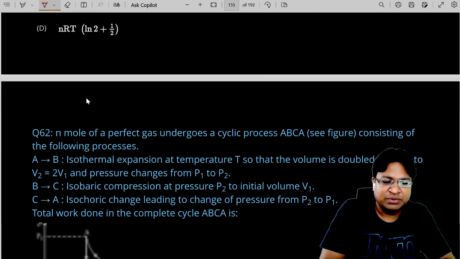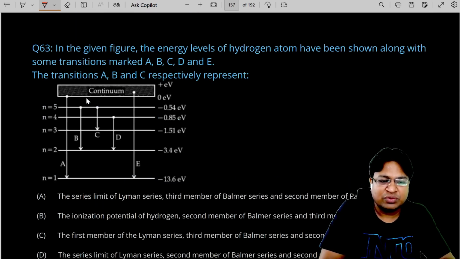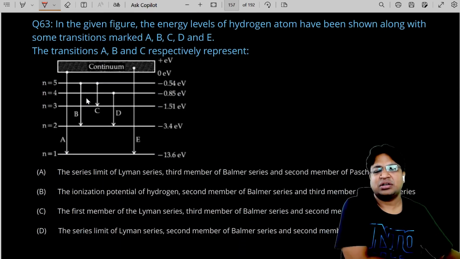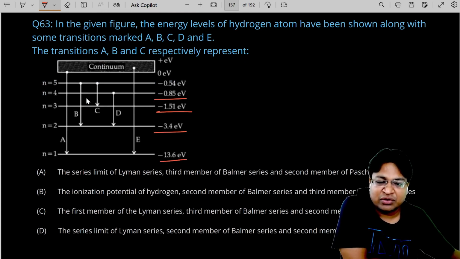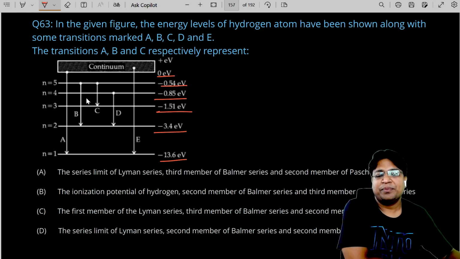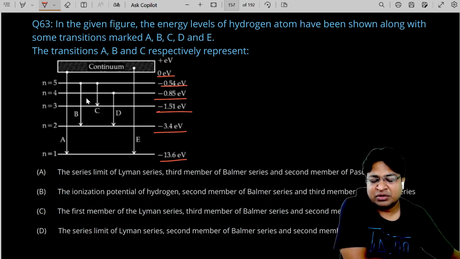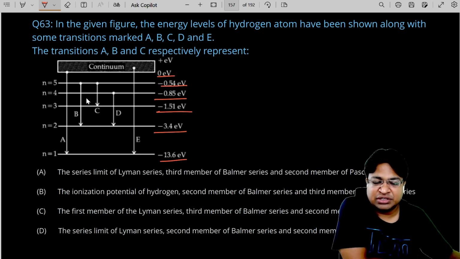So that would be option B. Now we go to question number 63. It shows us certain transitions that happen in the hydrogen atom. If you notice, these values are actually the values of the hydrogen atom, so we are using real data in framing the question. It's not a hypothetical situation.